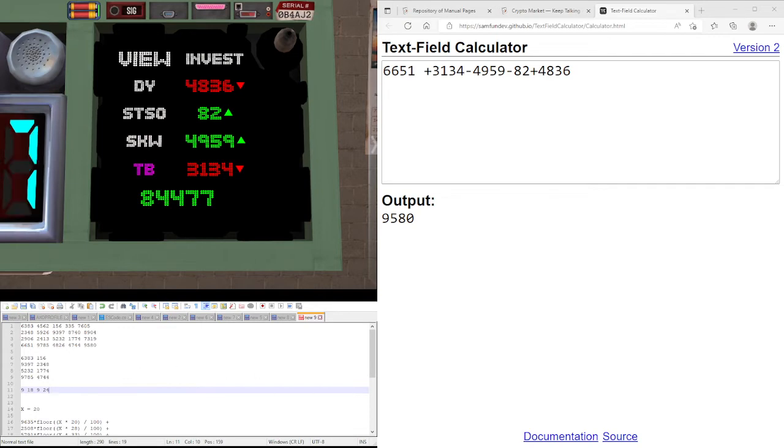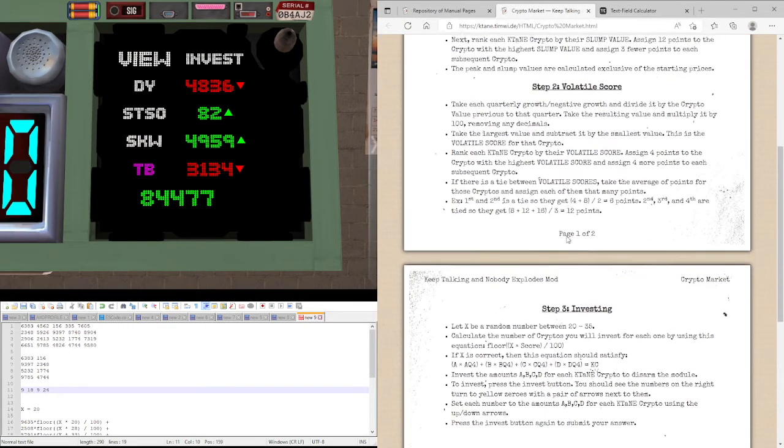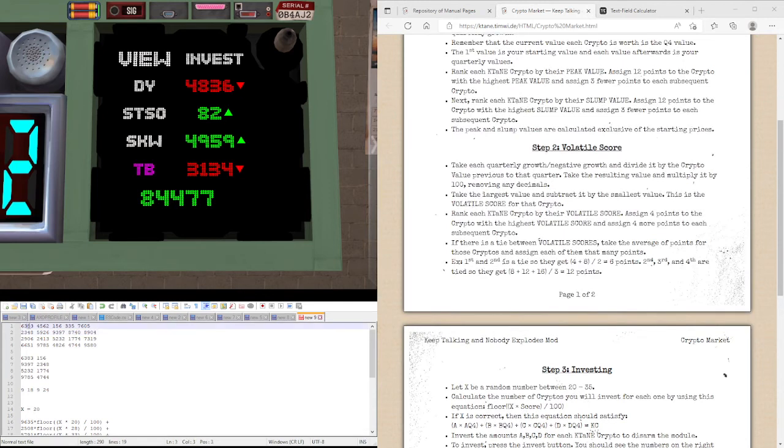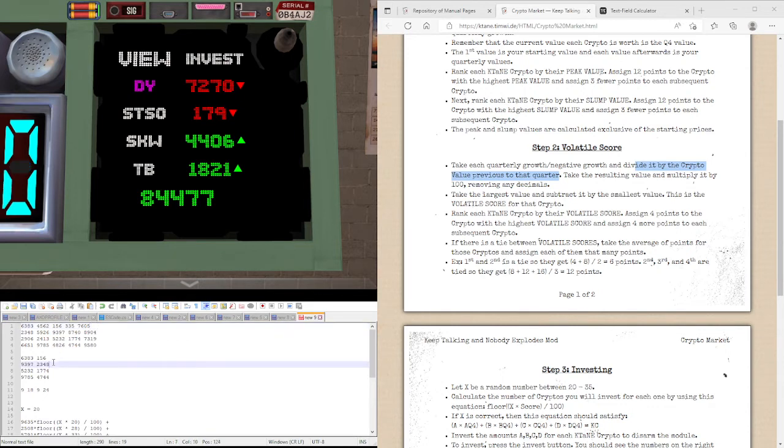We're now going to calculate their volatile score by ignoring the end value here and going down here and across here. You could go across this way, but the way I did it here is how I did it basically. We're going to take each growth, so the numbers here, and divide it by the value of the previous quarter, aka before the change, keeping positives and negatives.